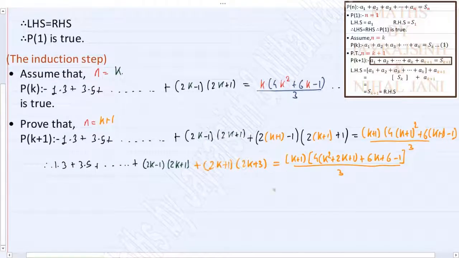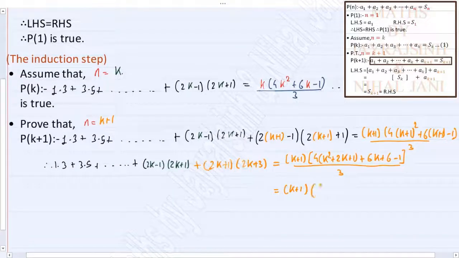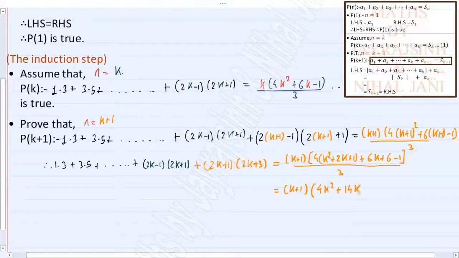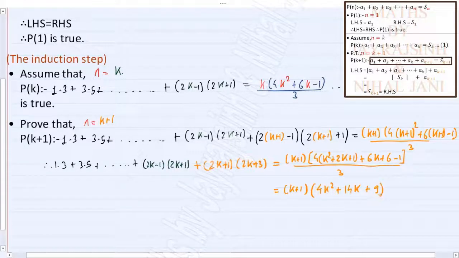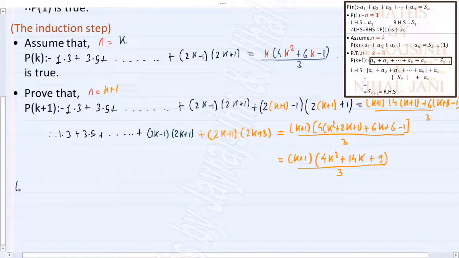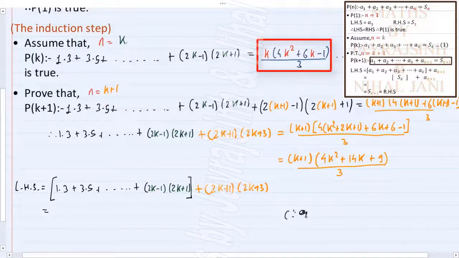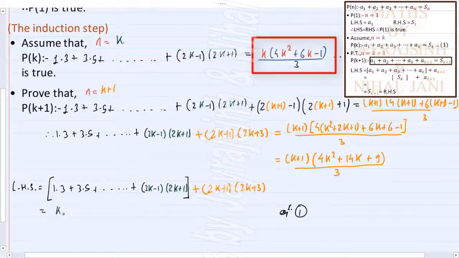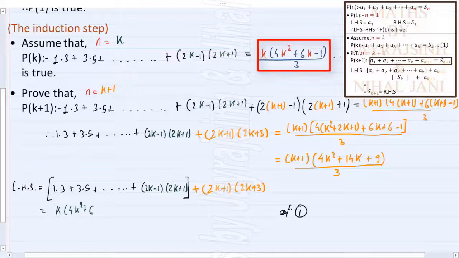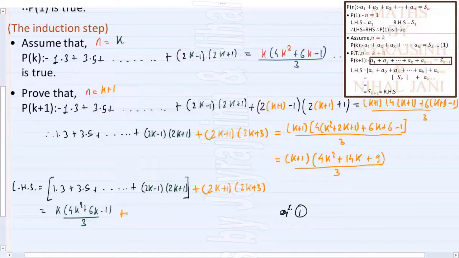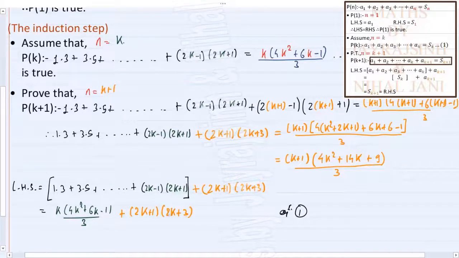Or we can say k plus 1 into 4k square plus 8k plus 6k plus 4 plus 6 minus 1, whole divided by 3. So let's begin from the left hand side. We know the summation of 1 to kth term from equation number 1. We can say it is k into 4k square plus 6k minus 1 upon 3 plus k plus 1 and 2k plus 3 will be as it is.